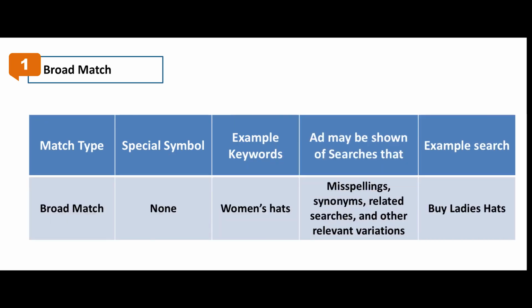Here is the checklist of broad match. Here we are not using any symbol to denote the broad match at the time of keyword selection. It allows misspellings, synonyms, related searches, and other relevant variations. For the keyword women's hat, an ad will be shown if someone searches for buy ladies hat.